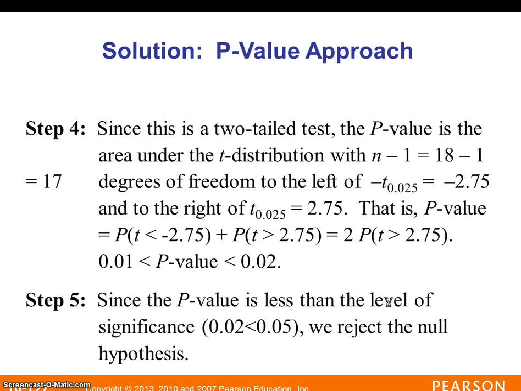Using a p-value approach instead, again, you should get the same answer either way, but using a p-value approach in this case, the probability that t is less than negative 2.75 or greater than 2.75 is quite small. So the p-value in this case will be between 0.01 and 0.02. Again, you could use StatCrunch to find the exact value, but all we need to do is compare that to the alpha level, which is 0.05, and since the p-value has to be less than 0.02, it also has to be less than 0.05, so we will reject the null hypothesis.